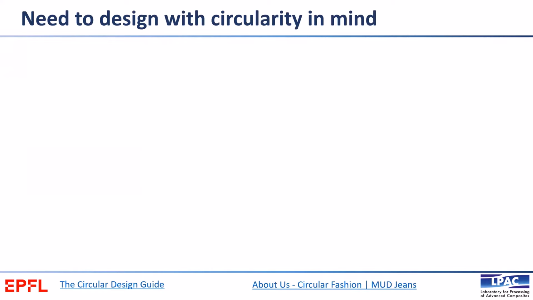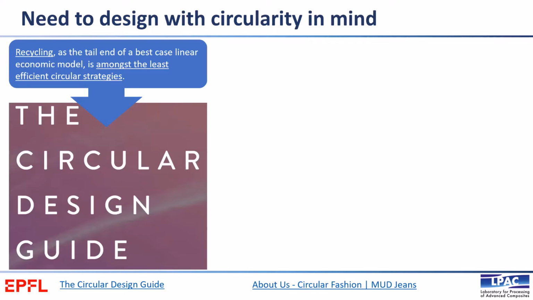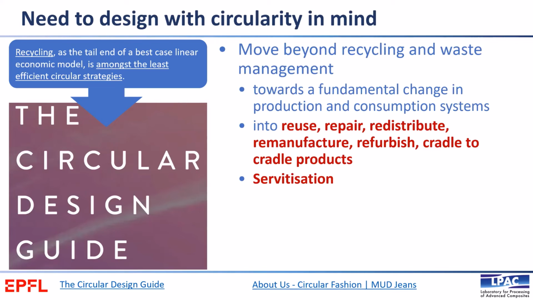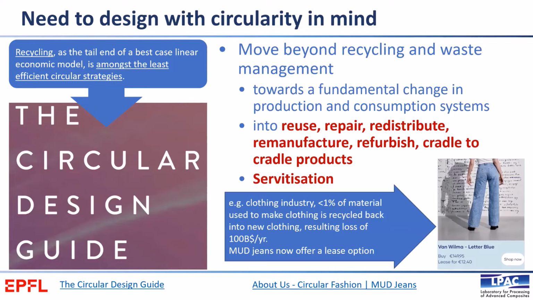One other thing they talked about in this Cambridge course was the circular design guide, really interesting. It basically says we need to design with circularity in mind because recycling is the tail end of the best case linear economic model. And it's among the least effective circular strategies. It's still important, but we need to do much more than just recycle. And that applies to composites as well. So it's a fundamental change that we need in our production and consumption systems.